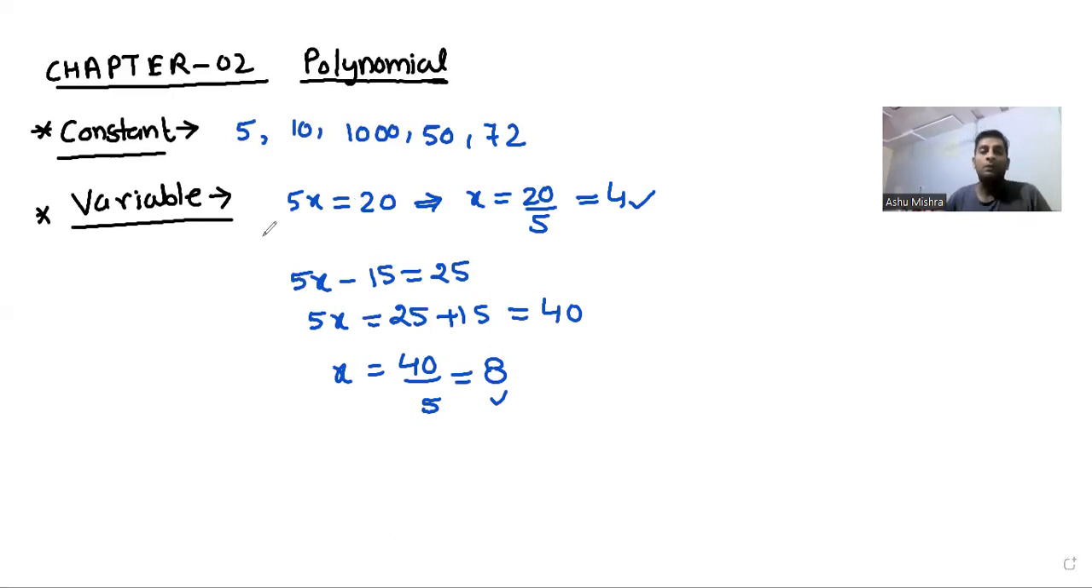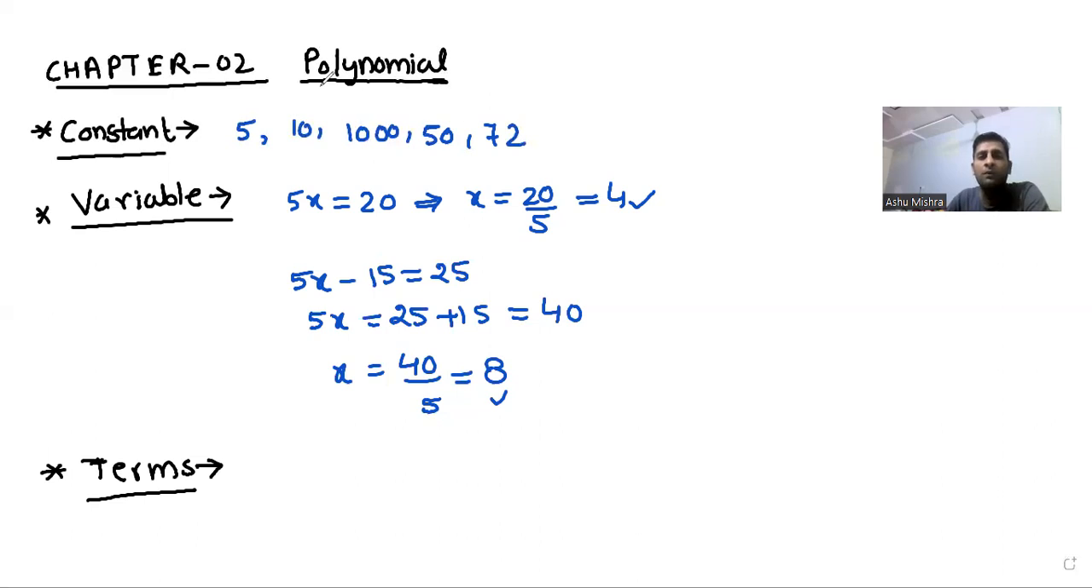There are two terms. The first one is constant, the fixed numerical value that cannot change according to condition or situation. The second one is variable, the value that can change according to condition or situation. Then after that, your next term is what? Terms. The combination of variable and constant.